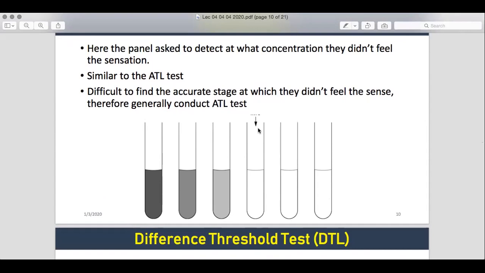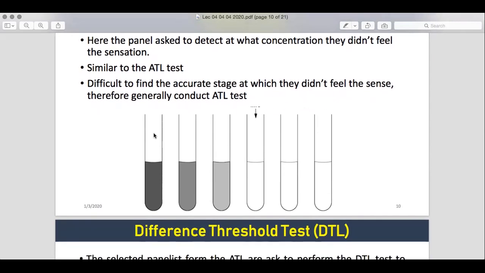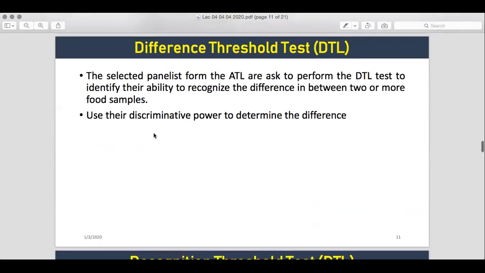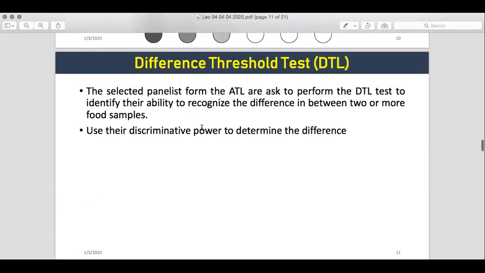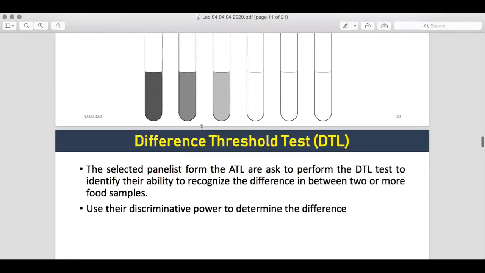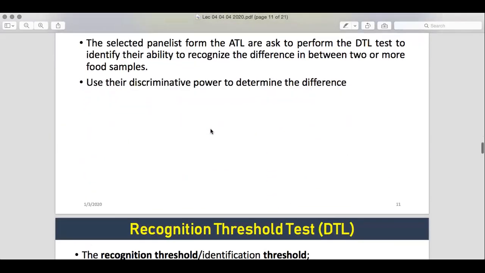Likewise, you can see different colors. Right? Yellow color, you can select yellow or red color and different chromosities and ask at what stage you can observe the color or at what stage you can't observe the color. And different threshold level, the third one: the selected panelists from the ATL are asked to perform DTL to test, to identify their ability to recognize the difference between two or more food samples. Use their discriminative power to determine, right? Different threshold means if they get selected for these two tests, then ask them to identify the difference between food samples.